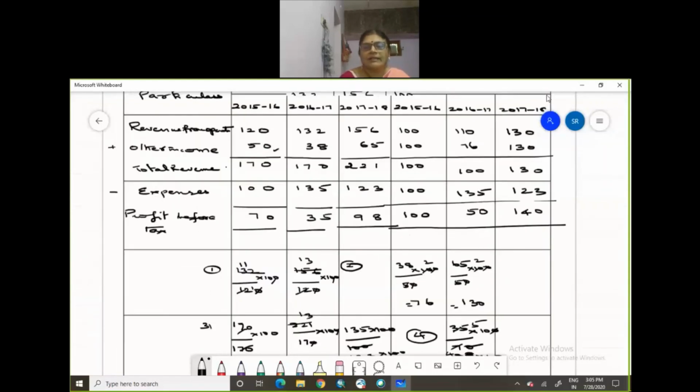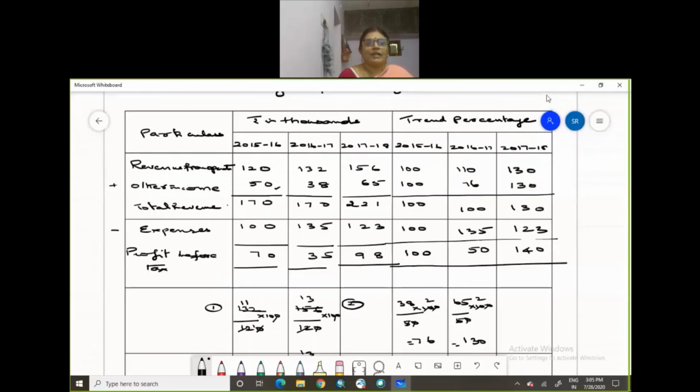We have calculated the trend percentage for 2015-16, 2016-17, and 2017-18. I hope you understood the problem, children. It's very easy. All you have to do is take 2015-16 as the base year, assume the figures for the base year are 100, and then calculate the percentages for the other years.